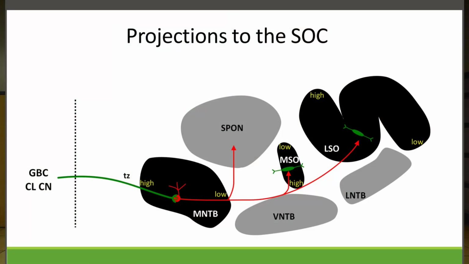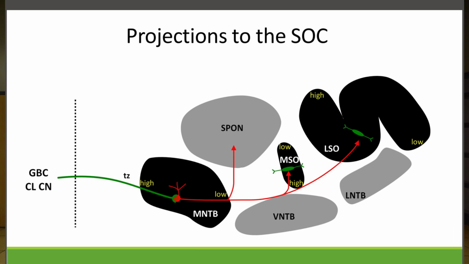So just a little recap again. So globular bushy cells project to the medial nucleus of the trapezoid body, or the MNTB, and excite it. When the MNTB gets excited, it sends out glycinergic or inhibitory axons to the lateral superior olive, or the LSO, the medial superior olive, or the MSO, and the superior para-olivary nucleus, or the SPON.